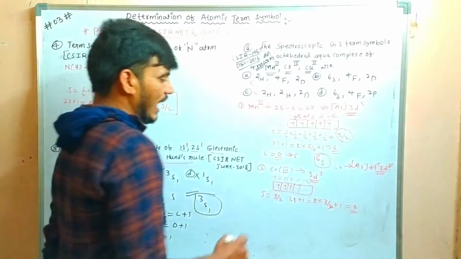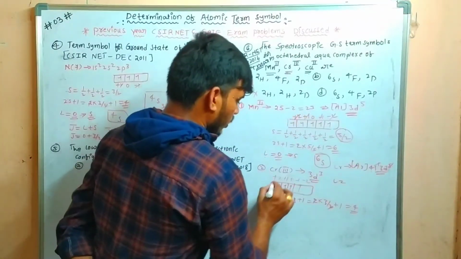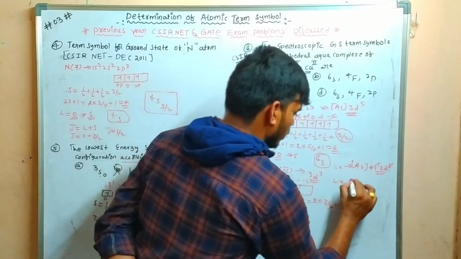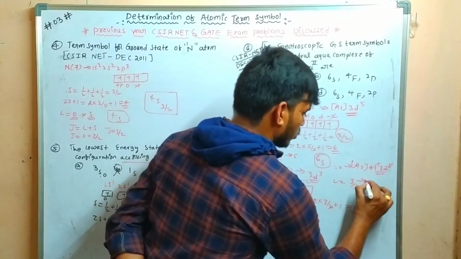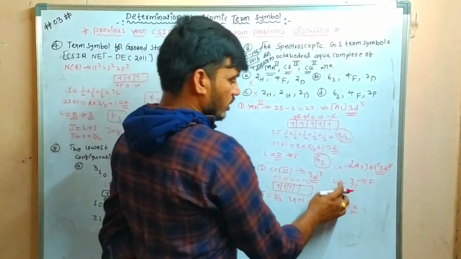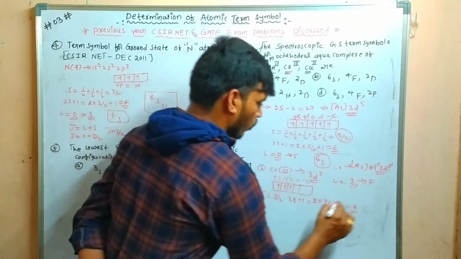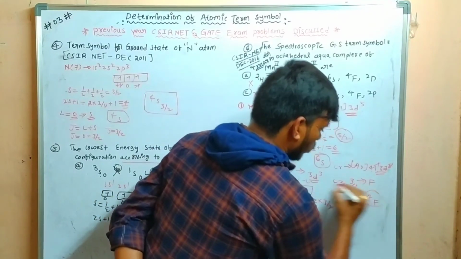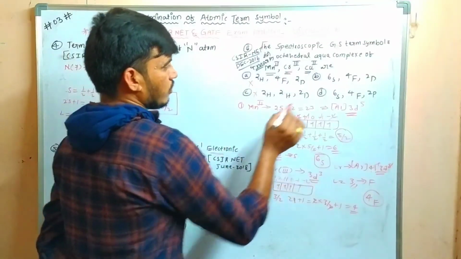Now we have to calculate the L value. So the L value is equal to +2 and +1. This is 3. L value is 3. So the designated term is F. The designated state is F. So 4F is the ground state term. So here this is 4F and 4F.